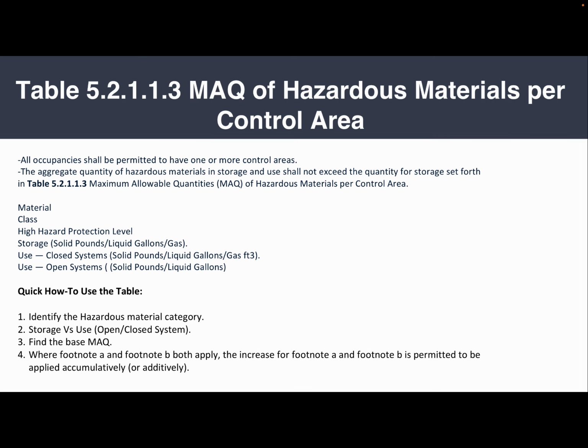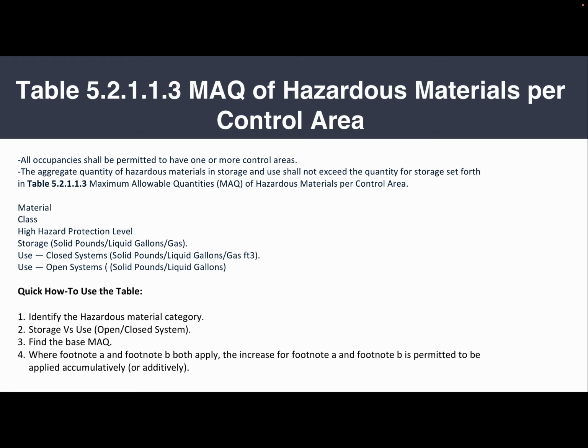And the most important thing in the code itself is the maximum allowable quantity, based on the MEQ. Determining MEQ is one of the most important steps for any facility using hazardous materials. In order to read Table 5.2.1.1.3, there's the material, the class of the material, the high hazard protection level, the storage, whether it's in solid pounds, liquid gallons, or gas, and the use of it in closed systems or open systems.